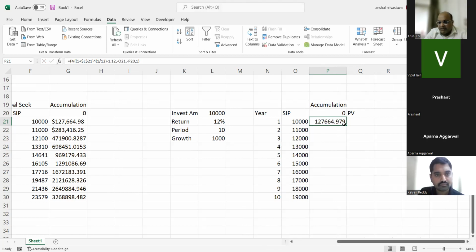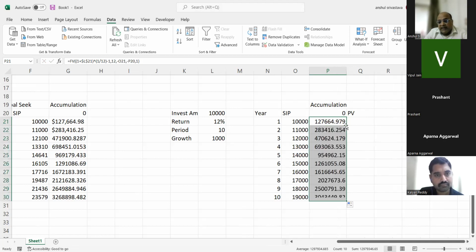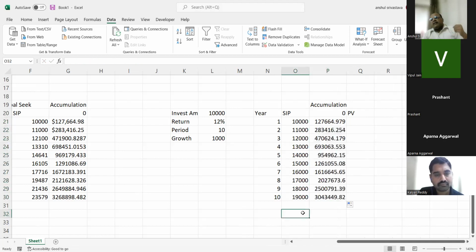First year investment is the same. From the second year, it'll be like this. So in this case, the future value would be 30,43,449. This is a little lesser than 10% year-on-year investment. So this is how you calculate increasing SIP.